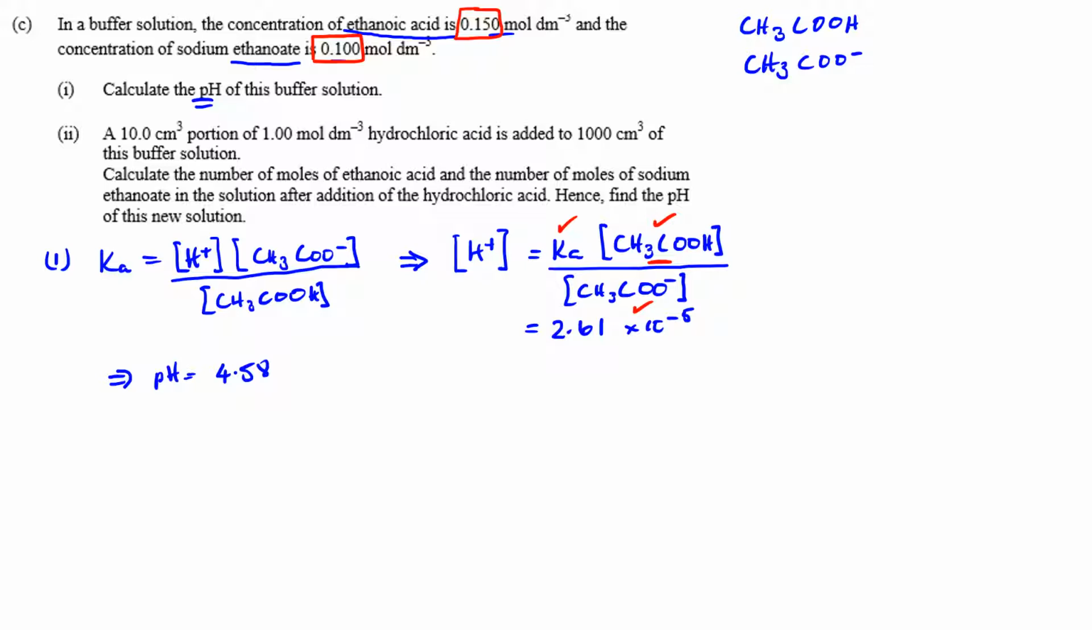Good, so hopefully that's clear. I think the difficulty, if anybody had a difficulty with 3C part 1, is just remembering that we started off with the expression for Ka. Okay, so that's 3C part 1. Let's move on to 3C part 2.